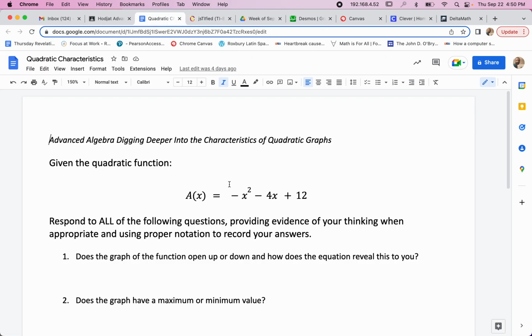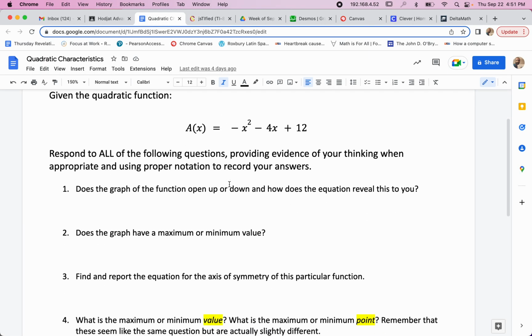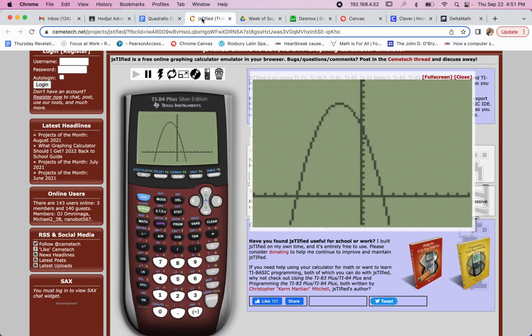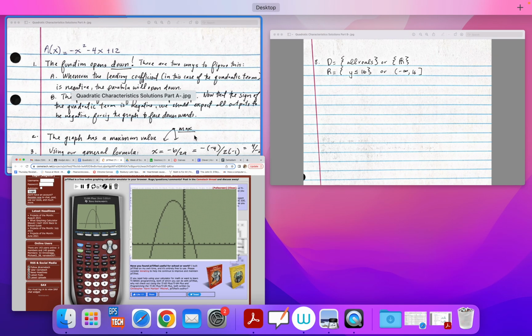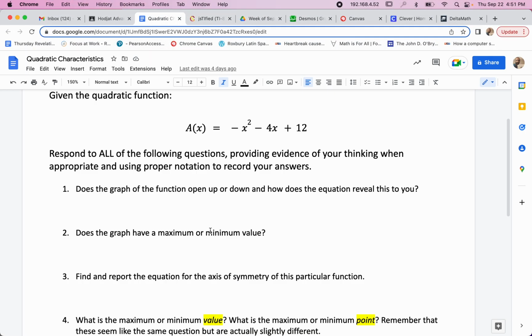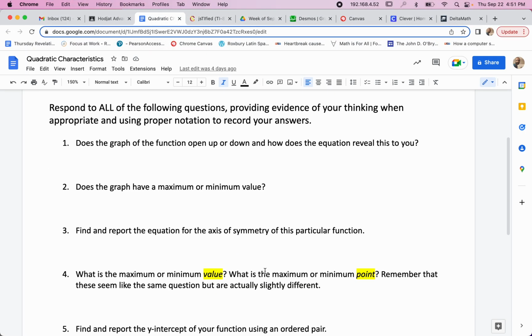So these same questions can be answered now both in looking at the graph and using a little bit of the graphing calculator's features. Does the graph open up or down? Clearly it opens down. It has a max value. We can see that in looking that it's opening down, and it has a max value. Let's see. Find and report the equation for the axis of symmetry.